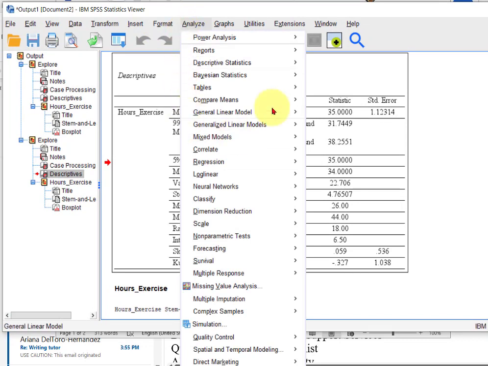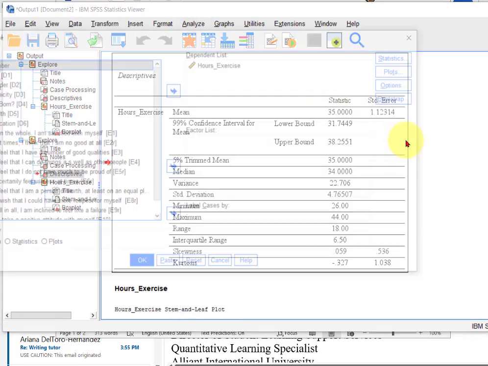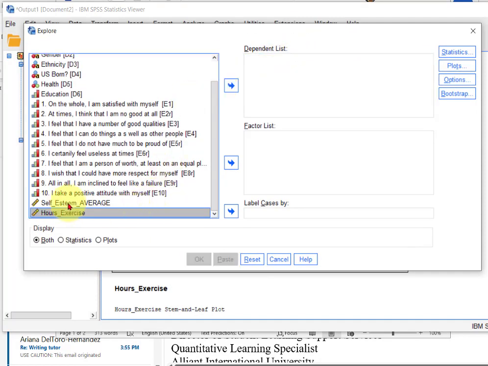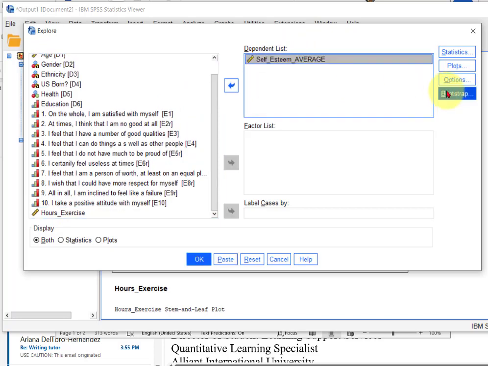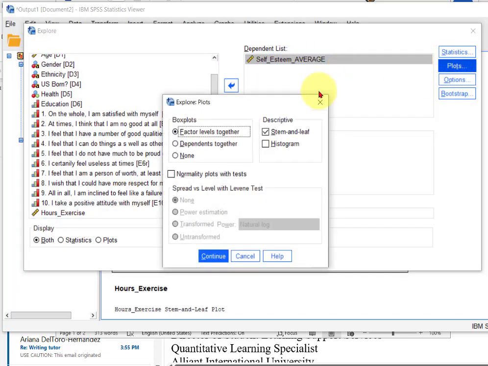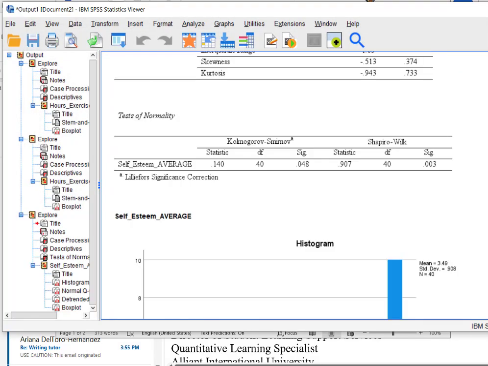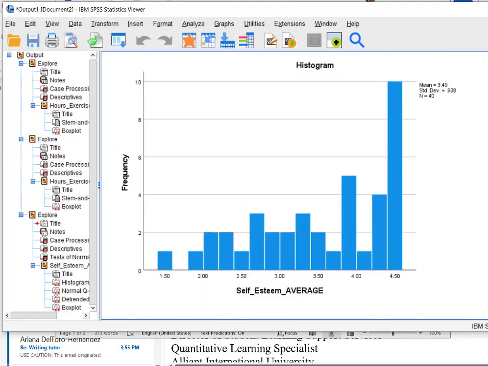And we're going to go to analyze. Again, there's a ton of different ways to do this. Let's just go to analyze, descriptives. We'll go to explore. And out with exercise, in with self-esteem. And we want the histogram. Might as well check for normality. Doesn't hurt anything. So there's your histogram, and jeez, it's a mess, right?